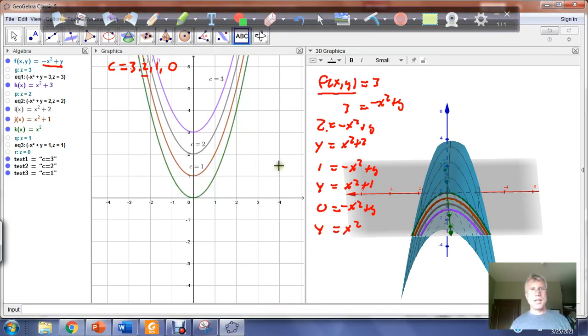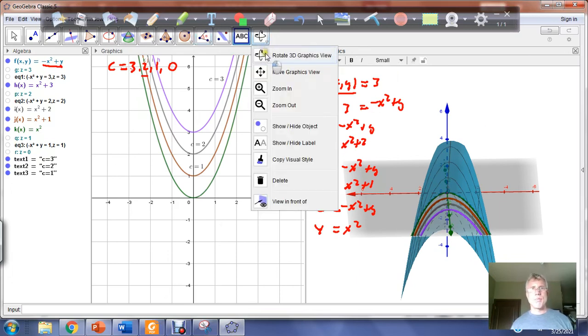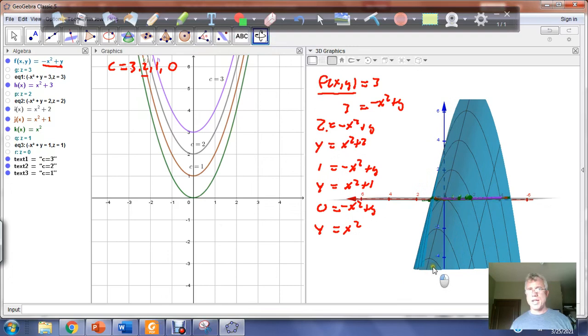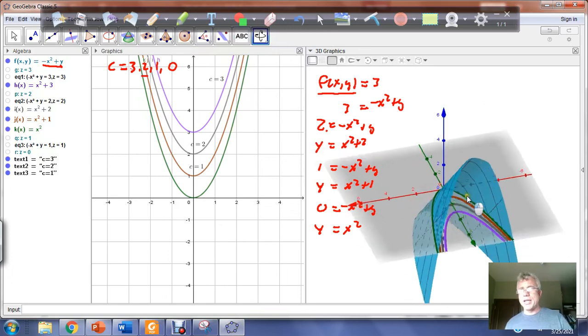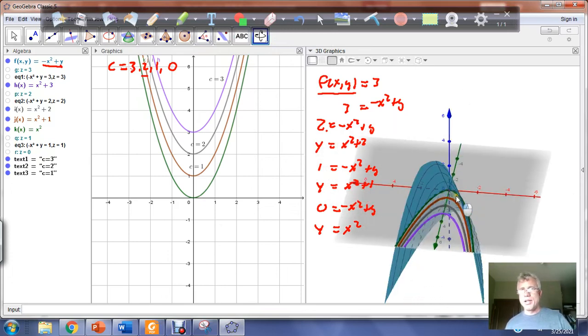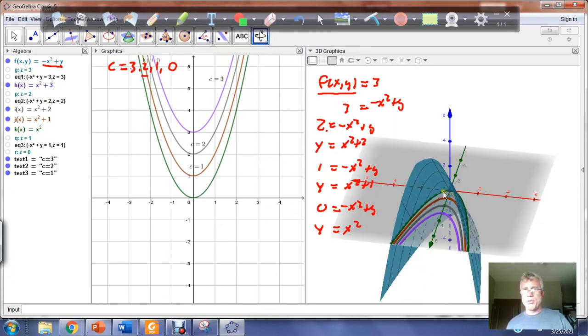Here it is, but it is just the intersection. Turn on my rotator. It is just the intersection of the plane z equals 0 with the surface. But the plane z equals 0 is the xy plane. So what we get is a bunch of shadows being cast.